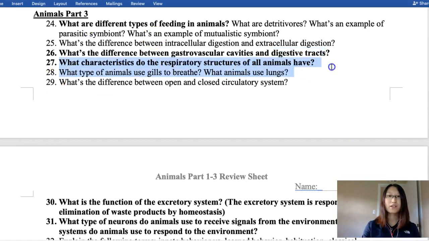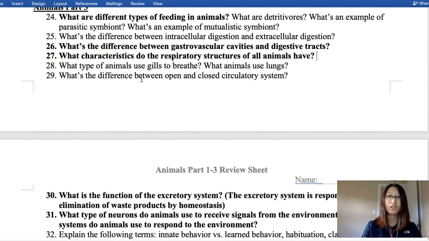What characteristics do the respiratory structures of all animals have? When you think about a respiratory structure, that's our lungs for us, or the gills for fish. So what are some differences, and what are some similarities between those two? First off, they both have a very large surface area. Having a lot of surface allows the gas exchange, the oxygen mostly, to be more efficient. So a lot of oxygen can enter the bloodstream because there's all that surface taking in the oxygen, and then the carbon dioxide can be eliminated very quickly.